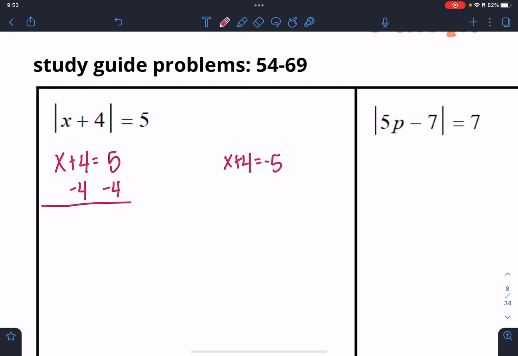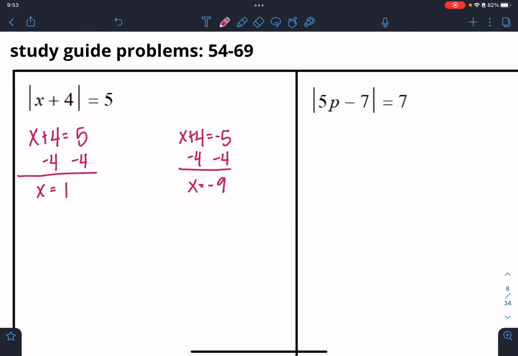So that's x plus 4, so I want to subtract 4 from both sides. 5 minus 4 is 1. I can do the same thing over here. Same step. Subtract 4, except this time it's negative 5 minus 4, which gives me negative 9. So those would be my 2 answers. Okay? So we can do that again.